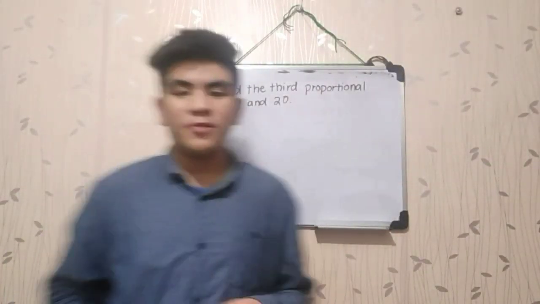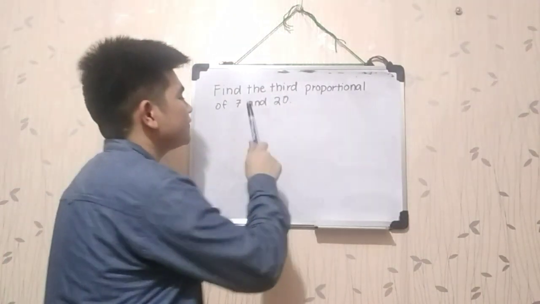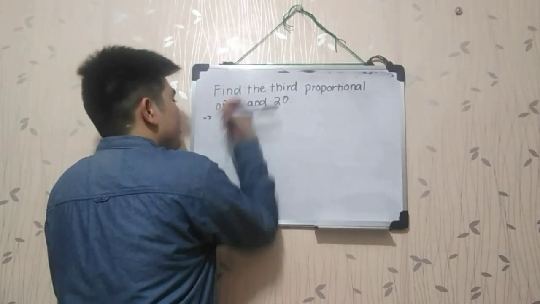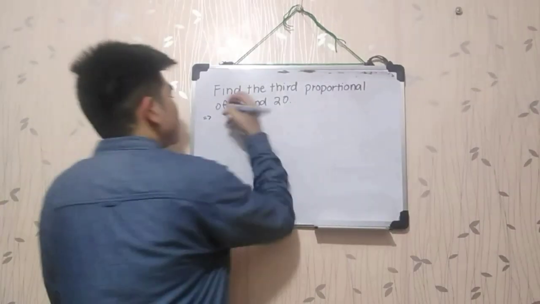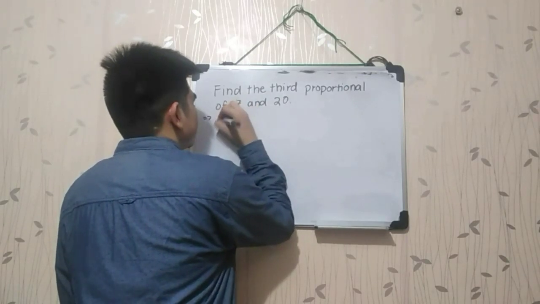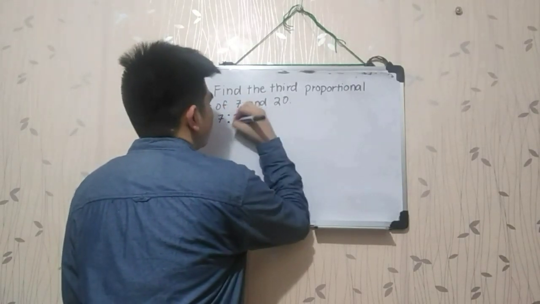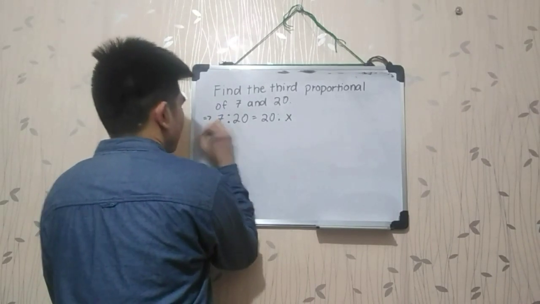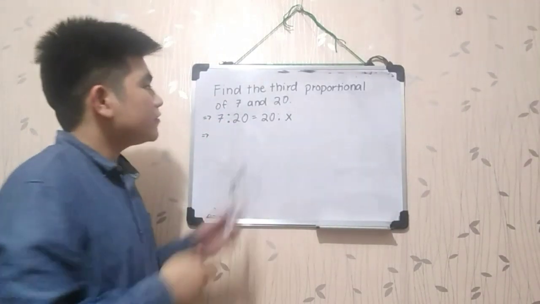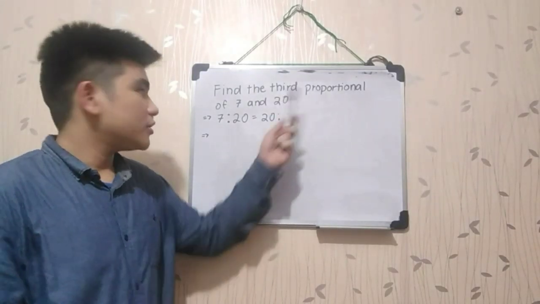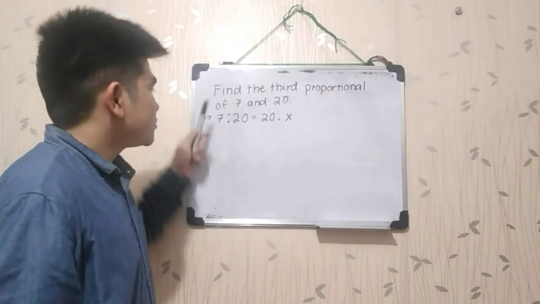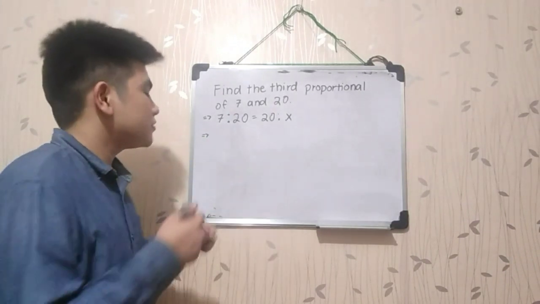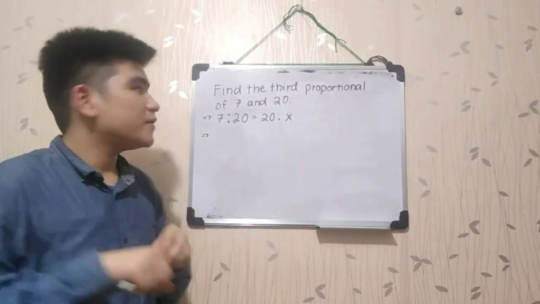Well, moving on, I have a new problem here: to find the third proportional of 7 and 20. If you encounter a problem like this, you can write it as 7 is to 20 as 20 is to x. Now, x is called the third proportional because the means have the same value. So respectively, 7 is the first extreme and 20 are the two means, and x is the unknown, or the third proportional.